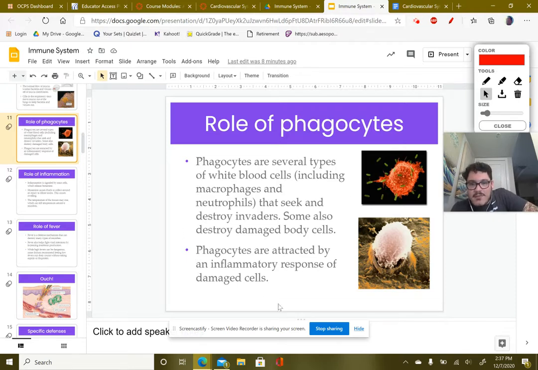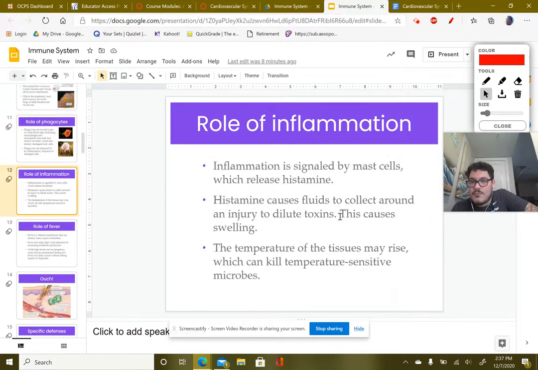Phagocytes are attracted by an inflammatory response of damaged cells. So that inflammation is what we see here. When you have inflammation, it's typically signaled by histamine. You have these mast cells found in the skin and in many different parts of the body, but they're usually found in layers of skin, and they secrete histamine. You have other cells that secrete histamine too, which we've talked about in the past.